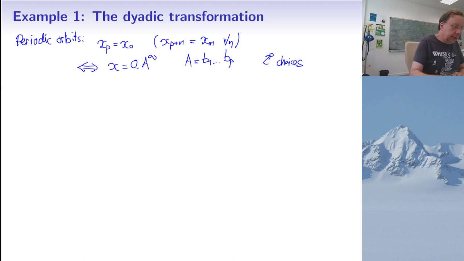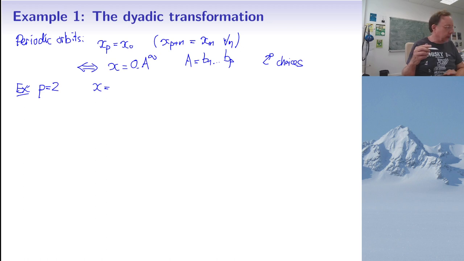Now, let's look at some examples. So, when p is equal to 2, one possibility would be to take for a the set 0, 1, so x would be equal to 0 dot 0, 1, 0, 1, 0, 1, and so on.